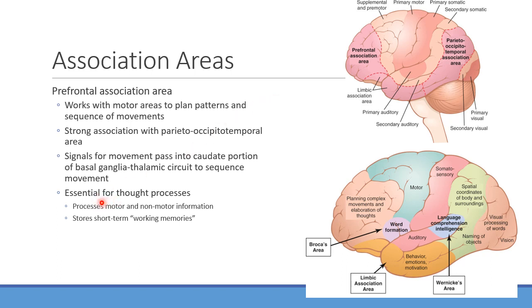And again, very essential for the thought process, it's going to help with both motor and non-motor information. And this is where we're actually going to be storing short-term working memories, right? So if I'm reading something like a phone number and I'm not committing it to long-term memory, this is where the prefrontal area is going to be able to help with that, and keep it for short-term use.